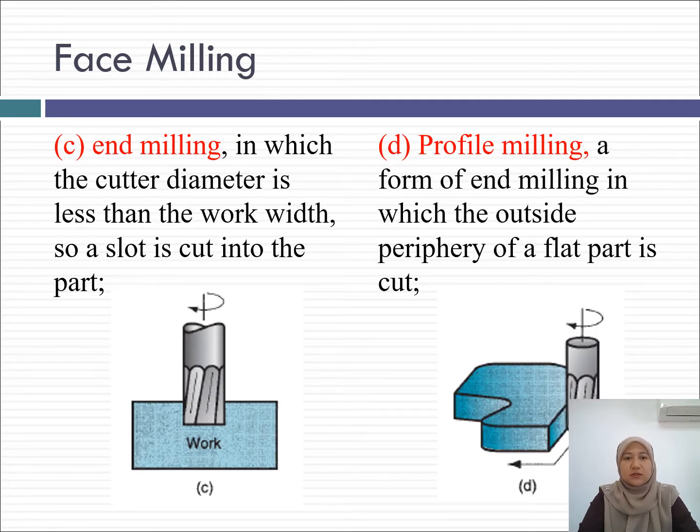End milling is when the cutter diameter is less than the workpiece width. So it can produce a slot. So a slot is cut into the workpiece. So when you cut one length with the end mill, from one end to the other end, you will actually create a slot.